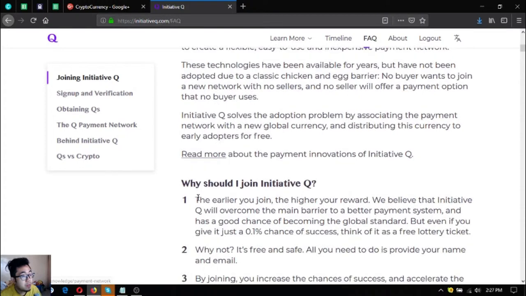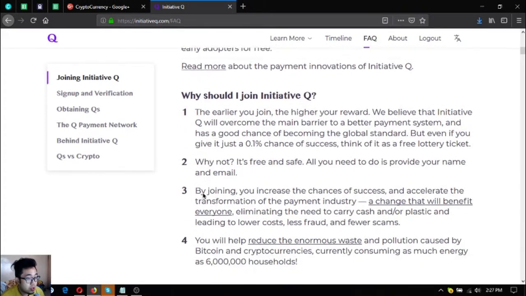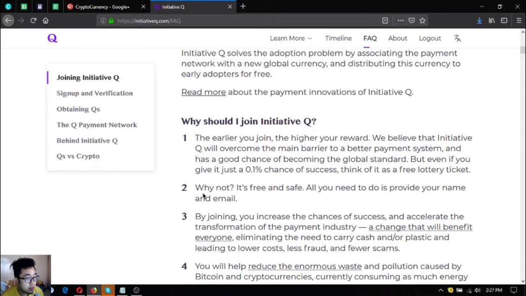So why should I join Initiative Q? There are four answers. Number one is the earlier you join, the higher your reward. We believe that Initiative Q will overcome the main barrier to a better payment system and has a good chance of becoming the global standard. But even if you give it just a 0.1% chance of success, think of it as a free lottery ticket. Why not? It's free and safe.